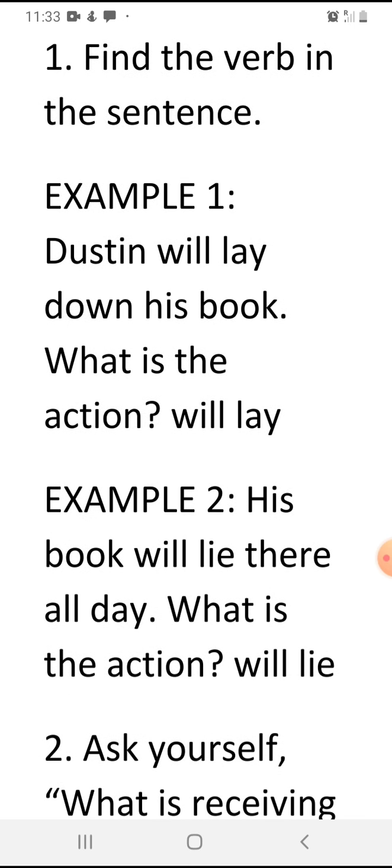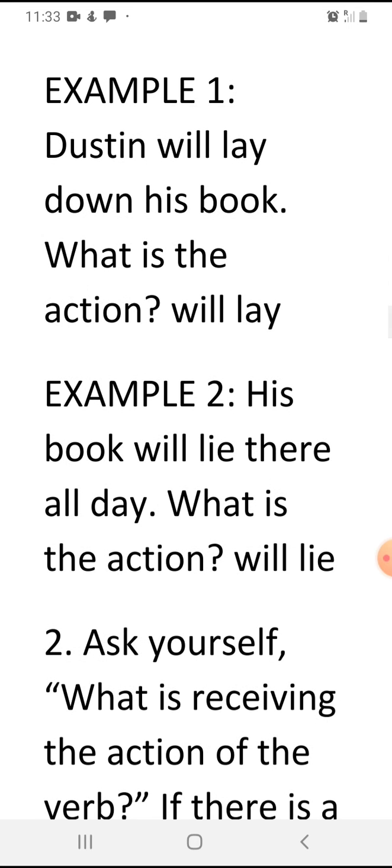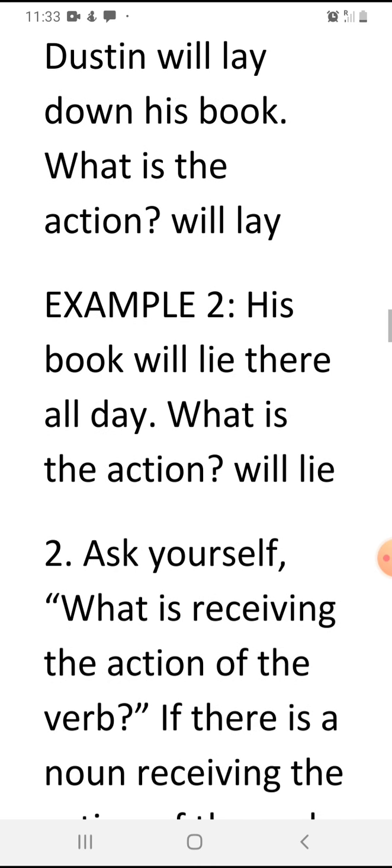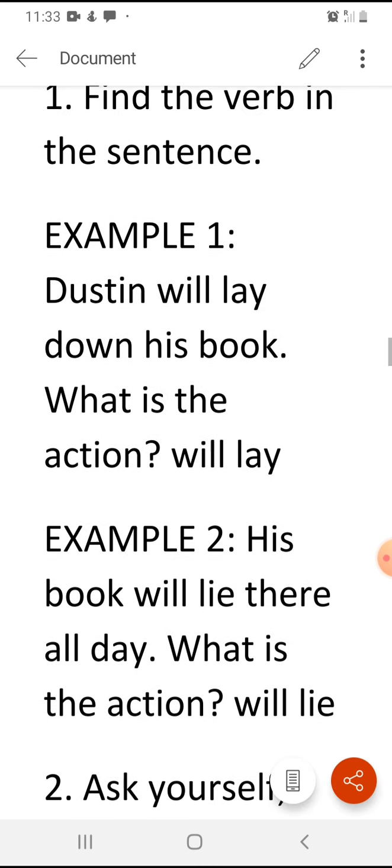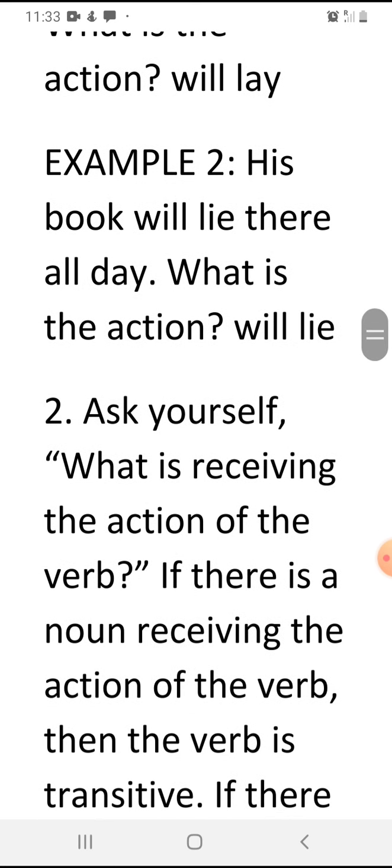Let us see this example. Dustin will lay down his book. Here, Dustin is the subject, and what is the action word here? It is will lay. It is the verb. So, one more example. His book will lie there all day. In this sentence, will lie is the verb. First of all, the first step is to find out the verb in a sentence.